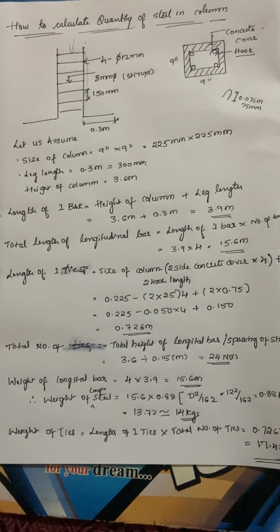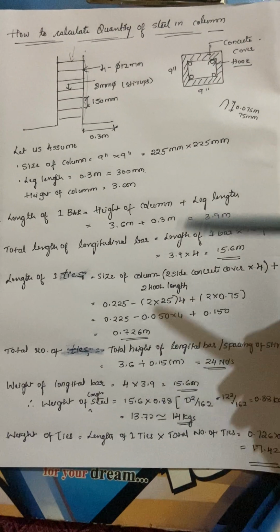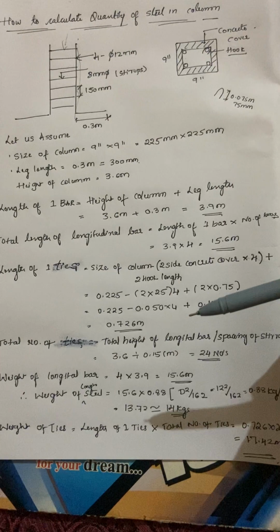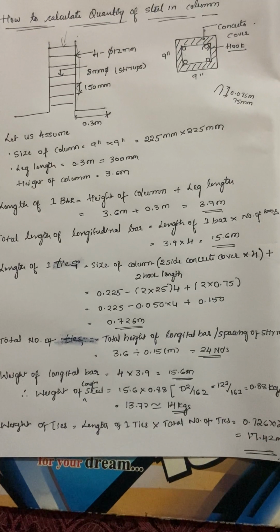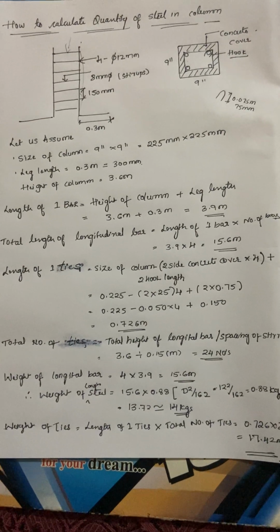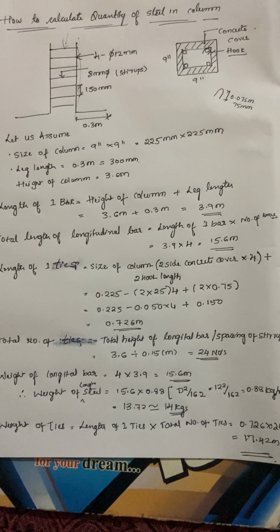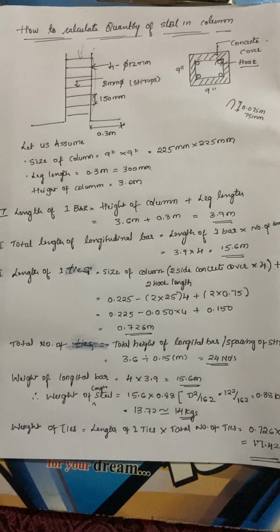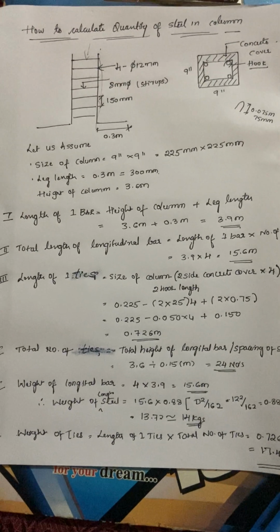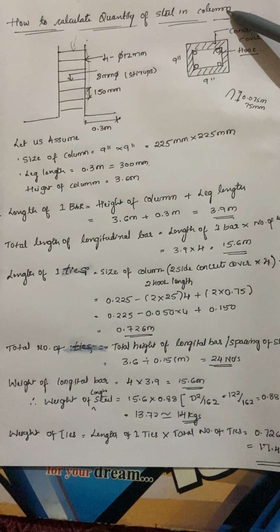So for example, if the building has 100 columns, whatever the weight of steel that you get from this calculation, you can multiply that by 100. So you will have an understanding of the weight of steel that is required for construction of the columns. Okay, so we'll start. The first one, that is how to calculate quantity of steel in a column.